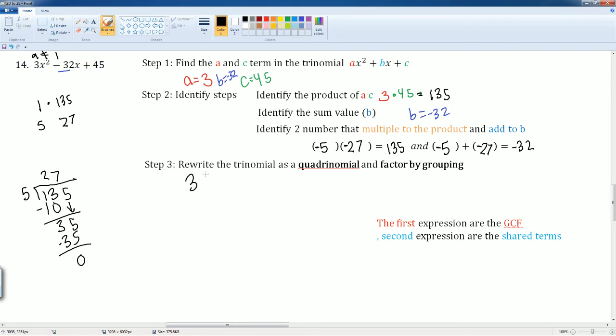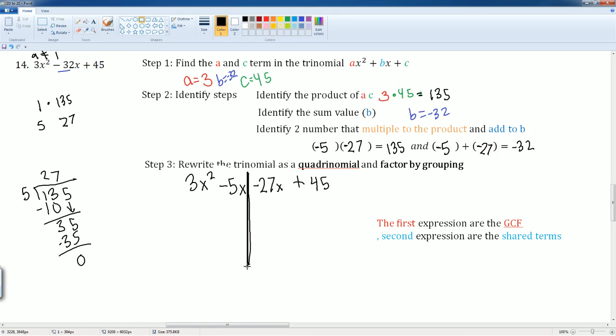Why do we do that? Because the polynomial is originally 3x squared minus 32x plus 45. This middle term can now be split into two parts. The two parts are what we just figured out: the negative 5x and the negative 27x. That's the reason why we split it in step 2. Then we draw a line down the middle so we can do it by grouping.